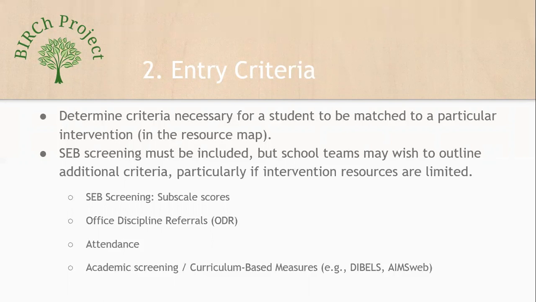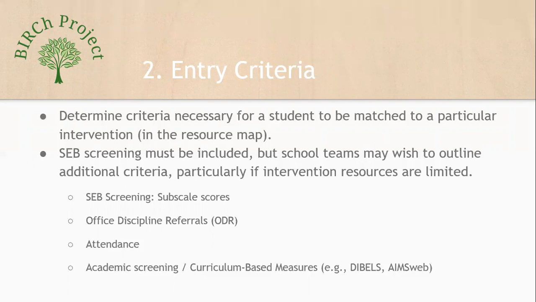So in the entry criteria, we should use our SEB screening data, but school teams may also wish to include additional data as criteria, particularly if your intervention resources are limited. So if you can imagine that you have, let's say, 15% of your students who fall in the some risk range who might receive targeted support, you may not have the resources to provide targeted tier 2 intervention to everyone. So the question is, how can you prioritize students based on SEB screening data, but also other sources of information?